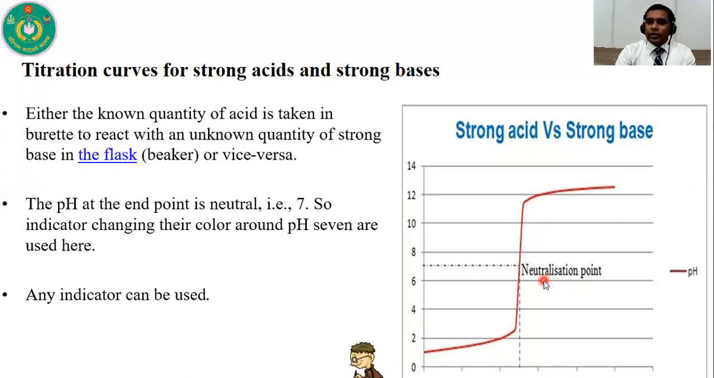And any indicator can be used to indicate whether acid or base remains after the substance has completely reacted. So any indicator, for example phenolphthalein, methyl orange or methyl red, you can use for the titration of a strong acid and a strong base.